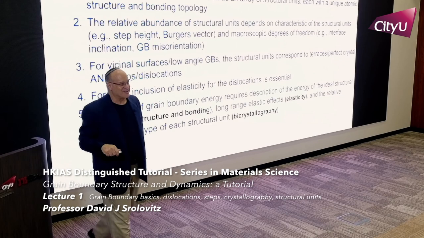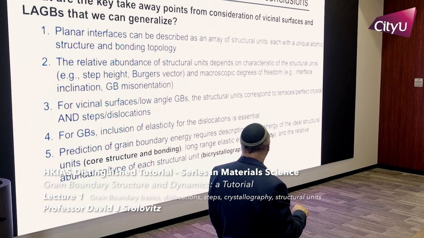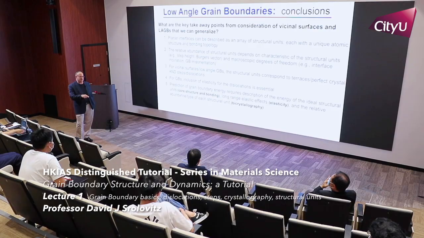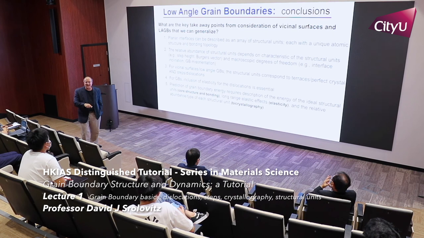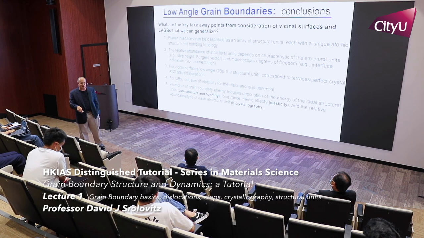Okay, and so in order to describe, for example, the grain boundary energy or the grain boundary structure, I need three main ingredients. I need to be able to identify the structural units, that is the structure of the core and how they're bonded together. I need to be able to describe the long-range elastic fields associated with that. And I need to know as I change the relative degrees of freedom, the 5 degrees of freedom, how those changes affect the relative abundance of those structural units. Those are all the essential ingredients.